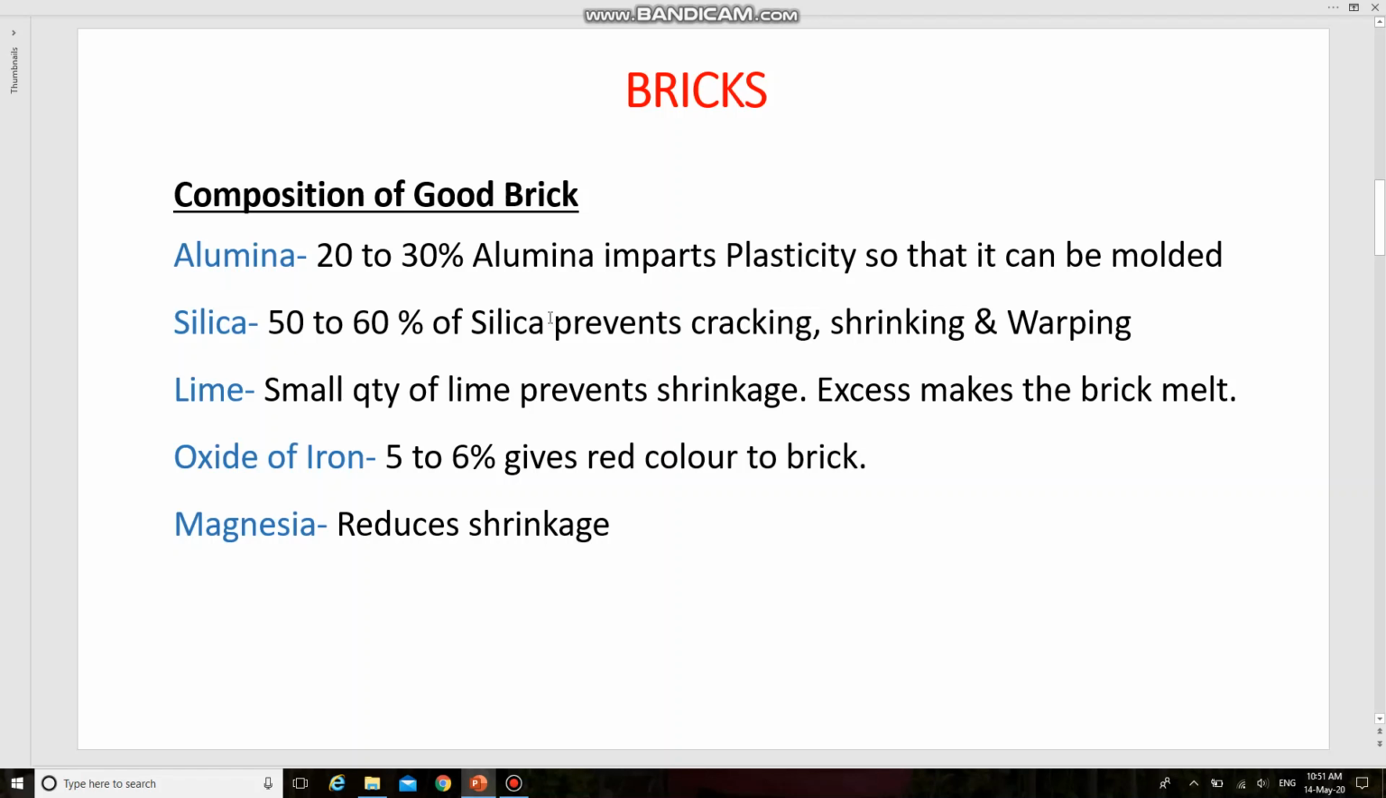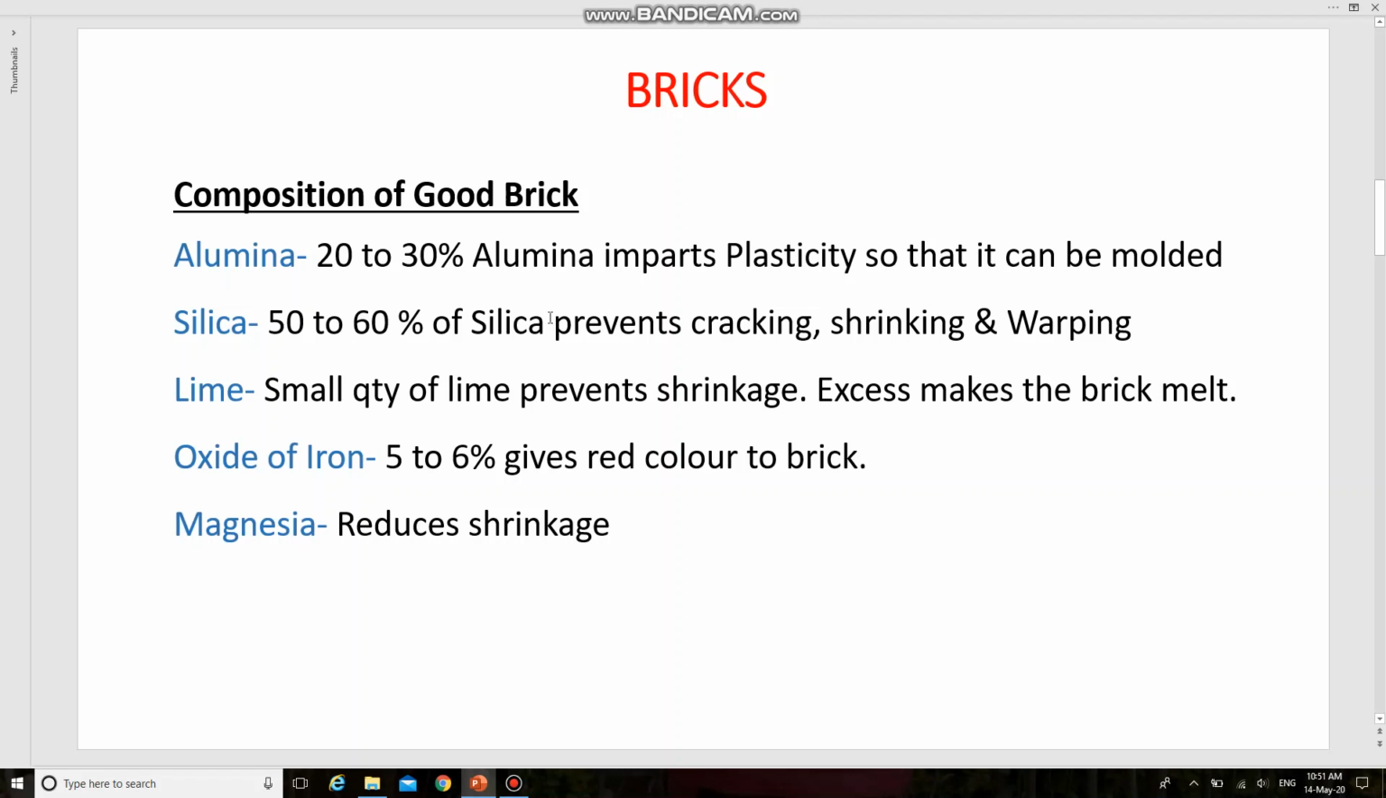So second composition is silica. A good brick earth should contain 50 to 60% of silica. Presence of this component prevents cracking, shrinking and warping of raw bricks. It imparts uniform shape to the bricks. Next, lime. A good brick earth should contain a small quantity of lime.